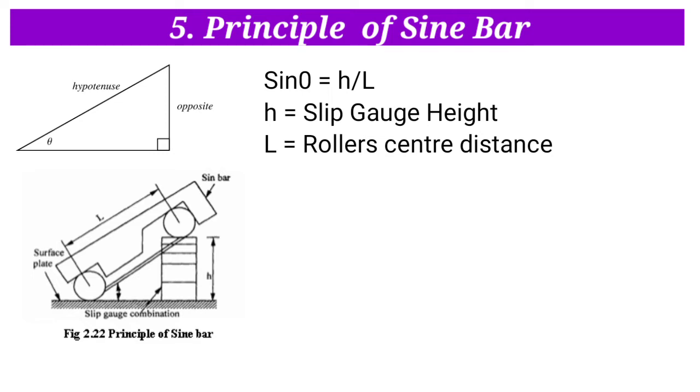Thus the angle to be measured or to be set is determined by an indirect method as a function of a sine. For this reason, the device is called a sine bar.